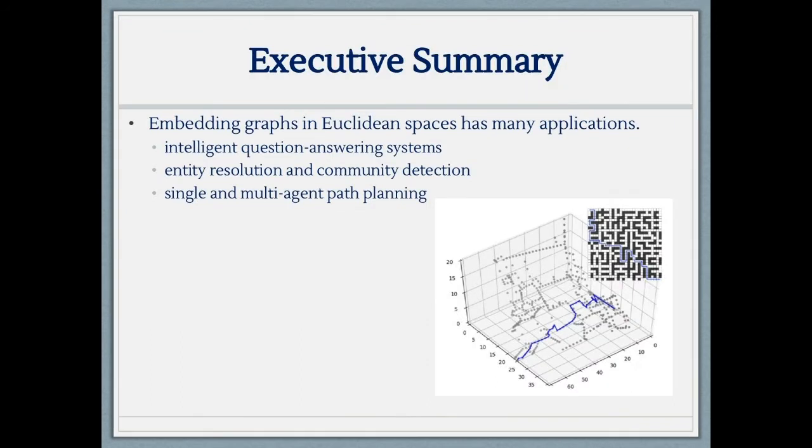Before we delve into the details, I'd like to give a quick overview to frame the research work in the right setting and give the motivation. Embedding graphs in Euclidean spaces is useful for many problems in AI. Perhaps the most obvious is for path planning and the multi-agent meeting problem, but it actually applies to many more problems. For example, community detection in social network graphs, representing the knowledge base for question answering systems, and more generally, it can be helpful for any problem where the information is represented as a graph.